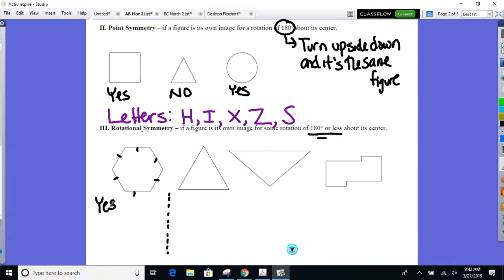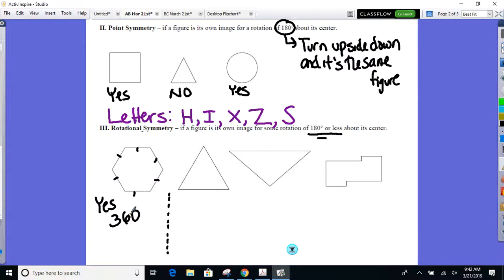Yes, Thomas. That would give me 30, and it's more than 30, though. You sure you want to take 180? Because if I go all the way around, how many degrees am I going? I'm going 360, right? And now answer this question for me.